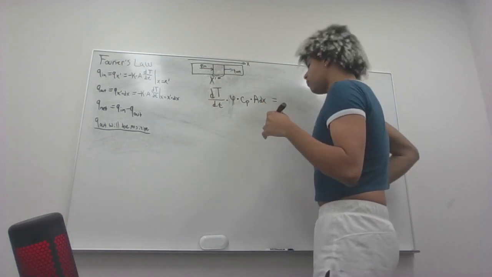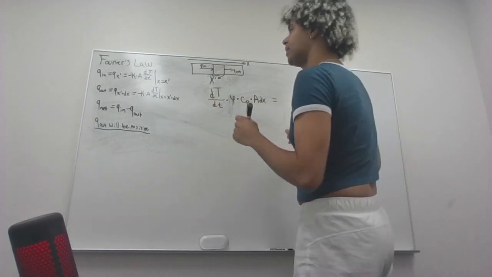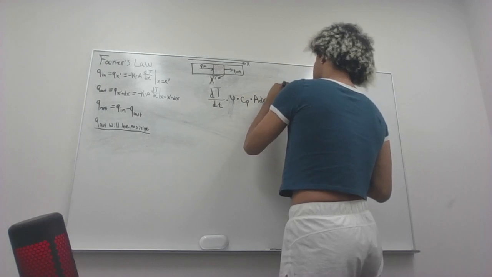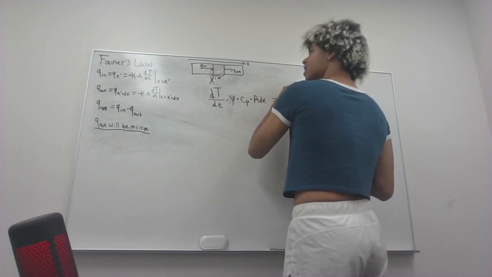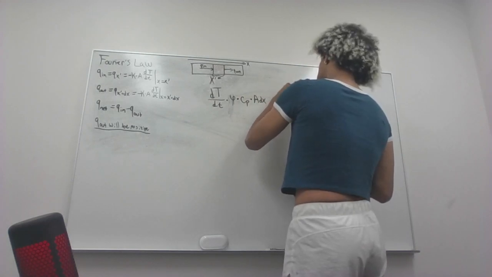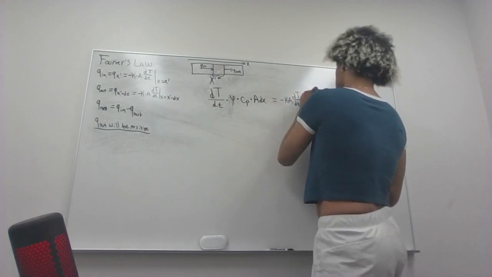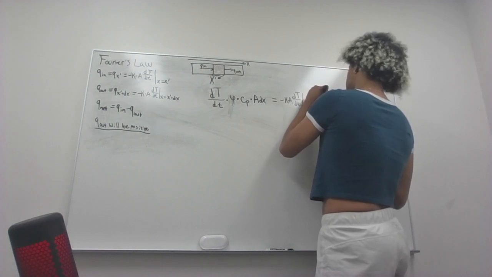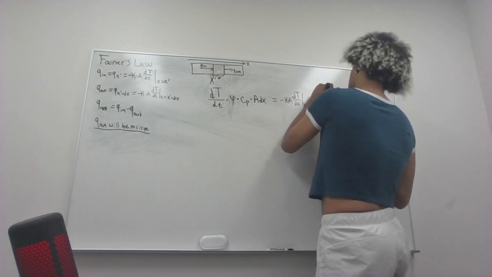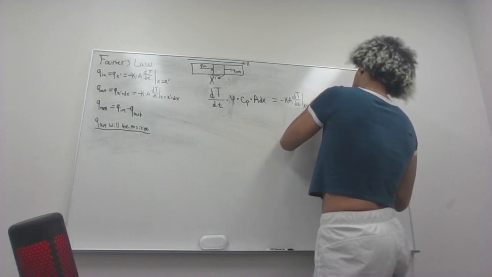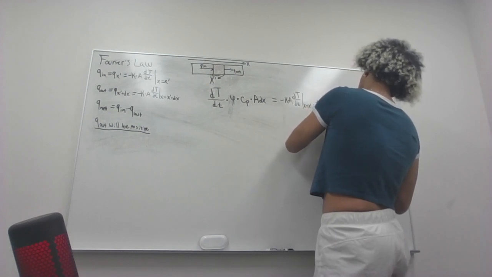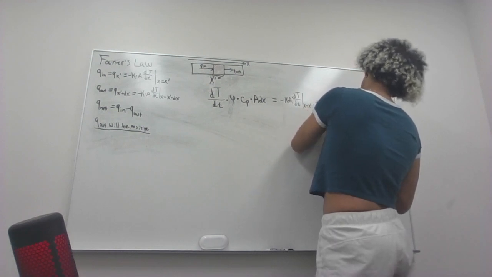So essentially, we're going to have negative K A dT over little dx being evaluated at x equals x prime, plus K A dT over little dx being evaluated at x equals x prime plus dx.